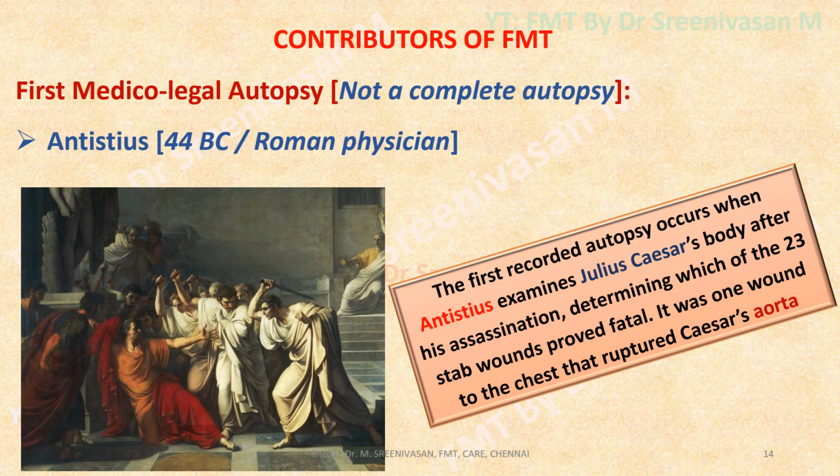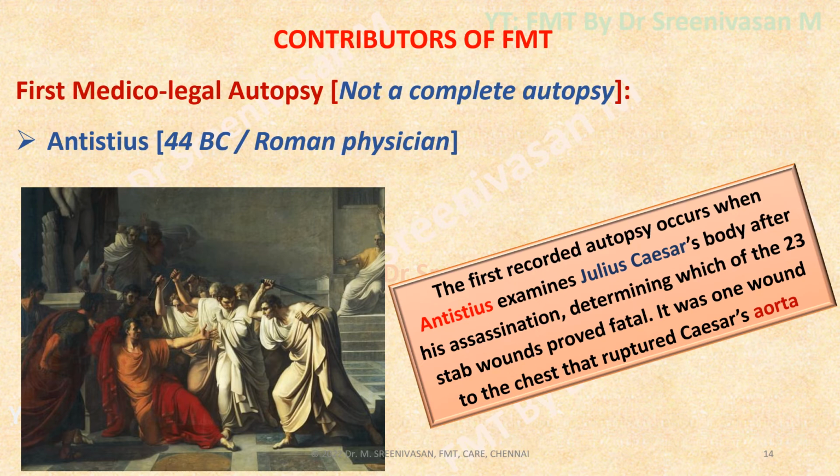Let us see the important contributors of forensic medicine and toxicology. The first medical legal autopsy was done by Antistius, a Roman physician, on the body of Julius Caesar. In the picture, you are seeing Julius Caesar being assaulted by a group of people with various weapons, due to which he sustained some 23 stab wounds all over the body. And this Antistius did the autopsy on his body to find out which of these 23 stab wounds was fatal, which caused death.